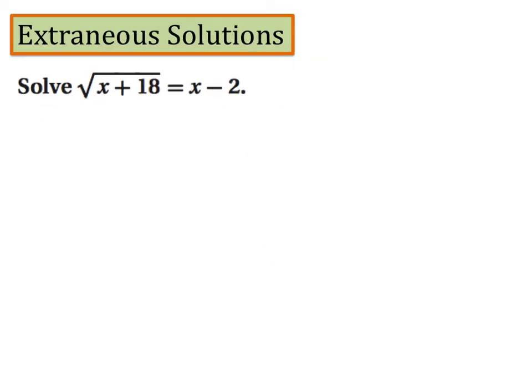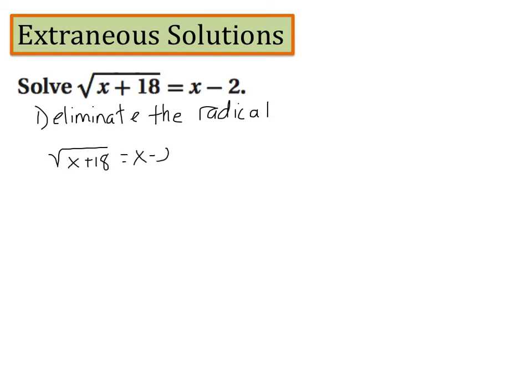Now, sometimes when we solve our equations, we're going to end up with extraneous solutions. So let's see how this solution works out and see if we can plug it back in. So I'm trying to solve for x here, but I want to eliminate the radical. So my first goal is to eliminate the radical. So I have the square root of x plus 18 equals x minus 2. So to get rid of the radical, I'm going to square both sides.